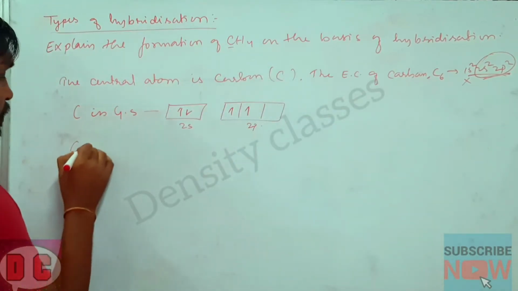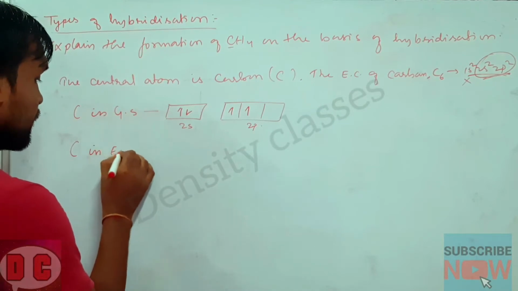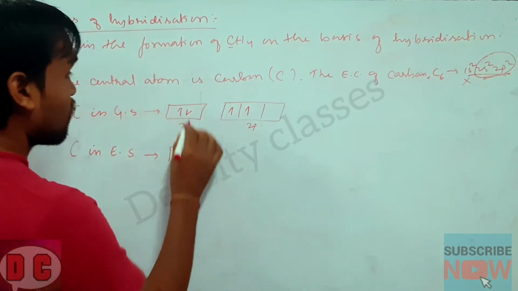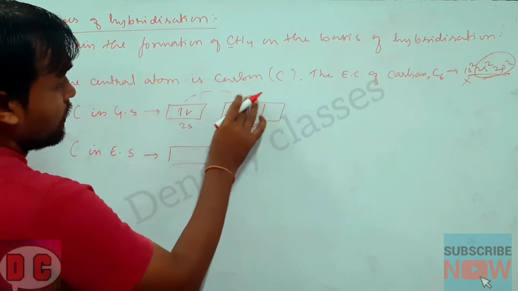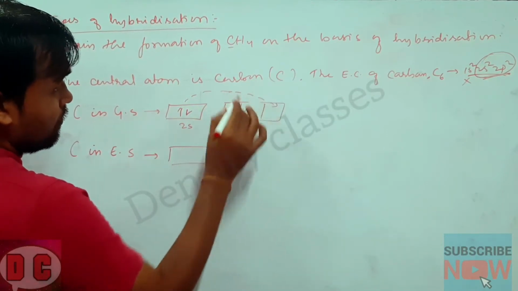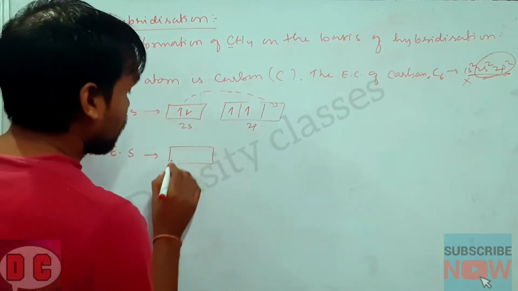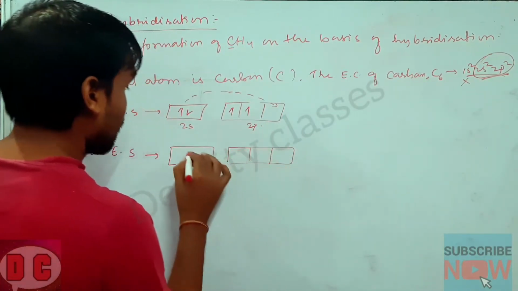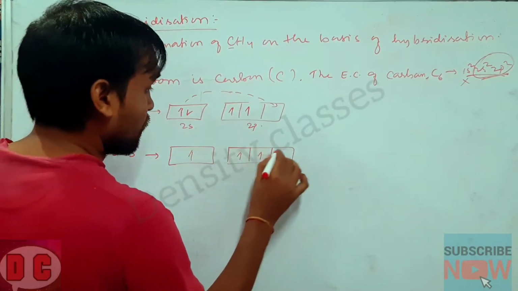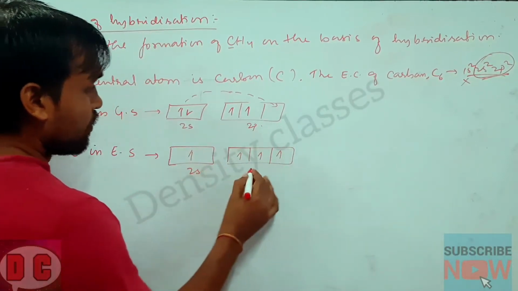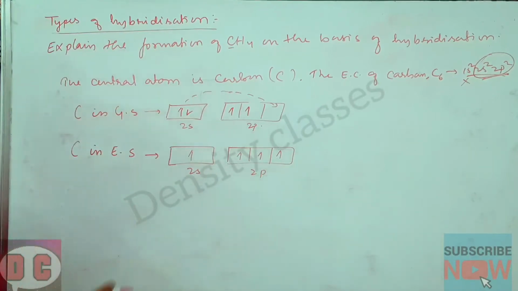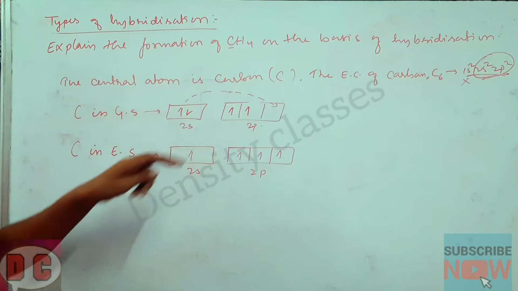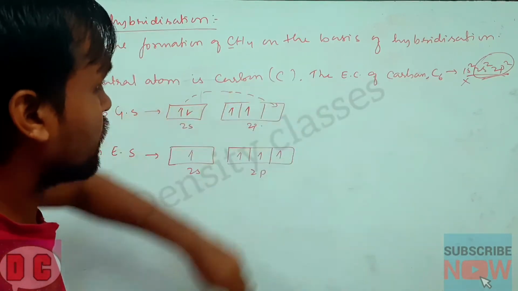Now carbon in the excited state, what will happen? An electron from the s orbital will jump to the next higher level, which is called promotion of electrons. So here you will have 1 electron each in 2s and the three 2p orbitals. Got it? So this is the excited state.